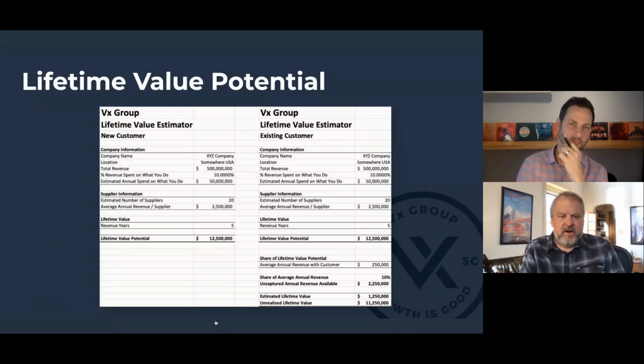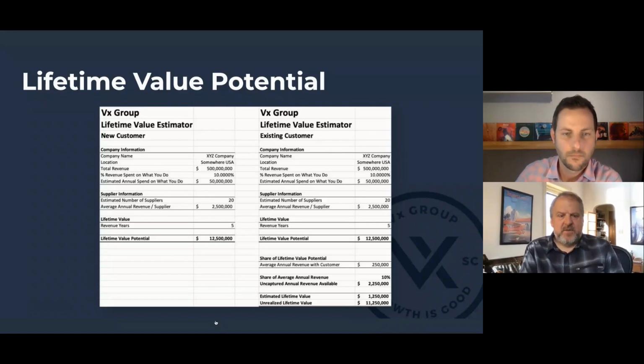Then there's an estimate of how much they spend on what you do. So again, if that company is Boeing and you sell carbon fiber material, and they spend $500 million on it, that's the number, or the percentage, that goes in there. That gives you the estimated annual spend on what you do. So if you make something that a $500 million company is spending 10% on, they're spending somewhere in the neighborhood of $50 million on that product.